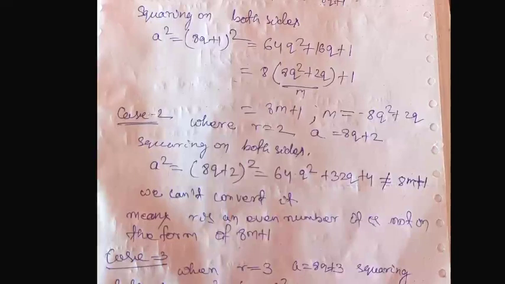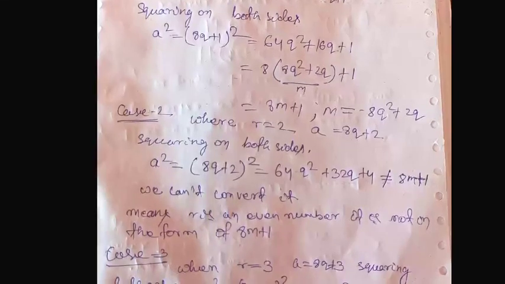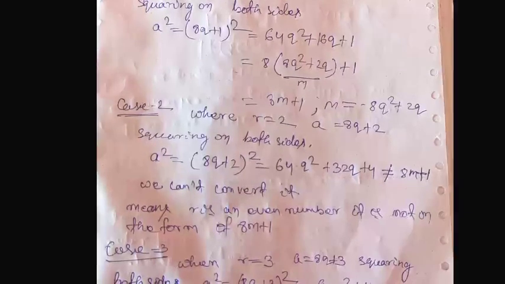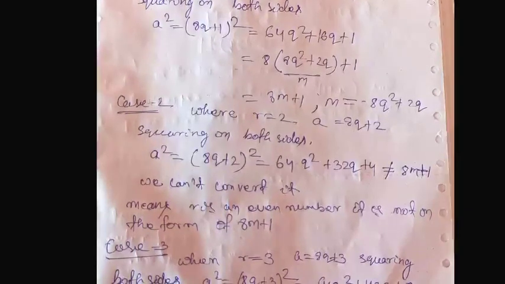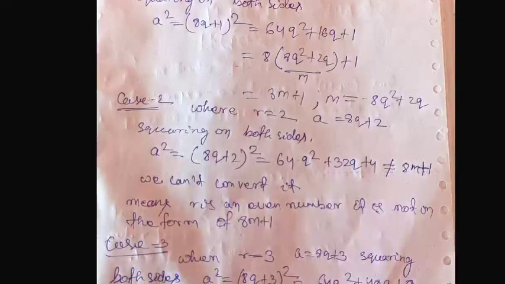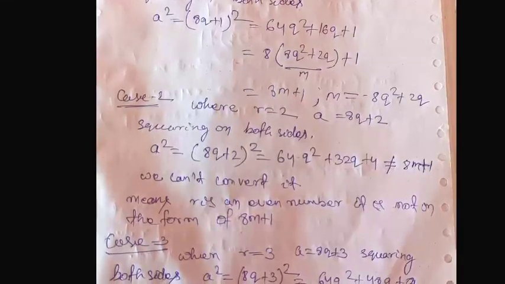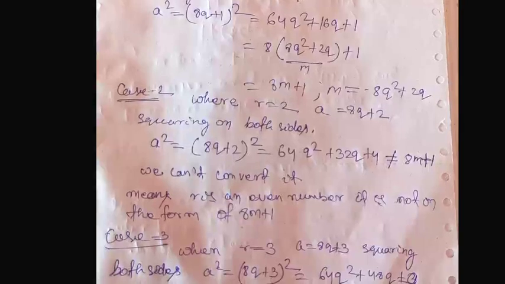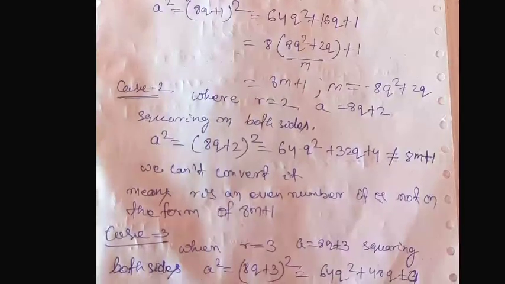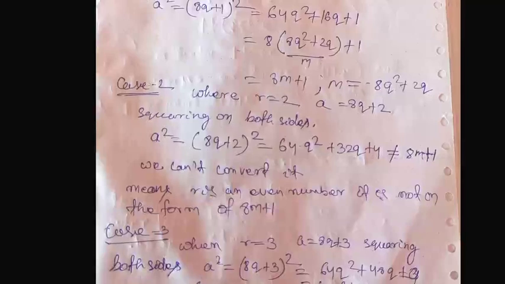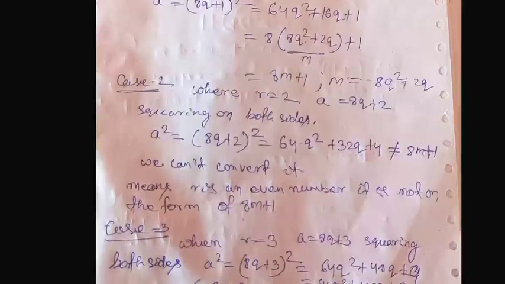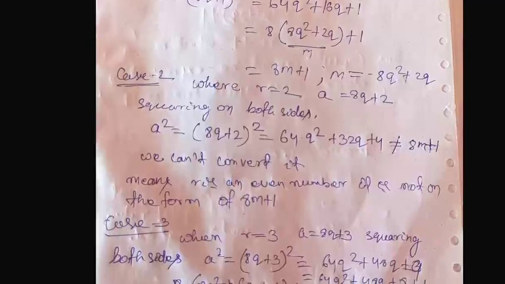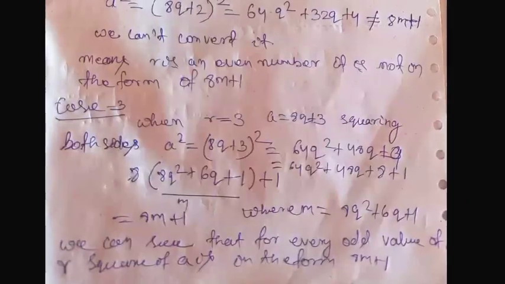Now come to case 2, where r is equal to 2, a is equal to 8q plus 2. Squaring on both sides, a square equal to 8q plus 2 whole square equal to 64q square plus 32q plus 4, which is not equal to 8m plus 1, as we can't convert it. It means r is an even number and it is not in the form of 8m plus 1. Here it is 4, but we have to convert it to 1.